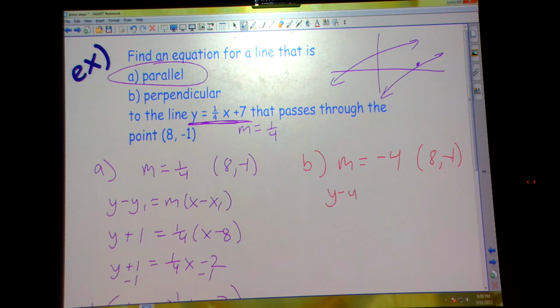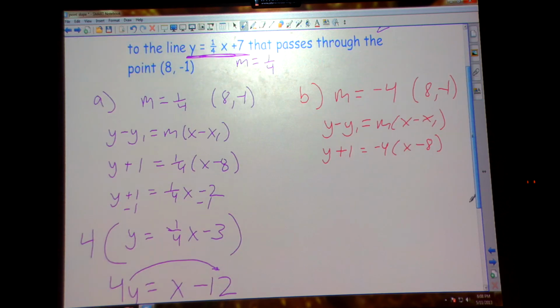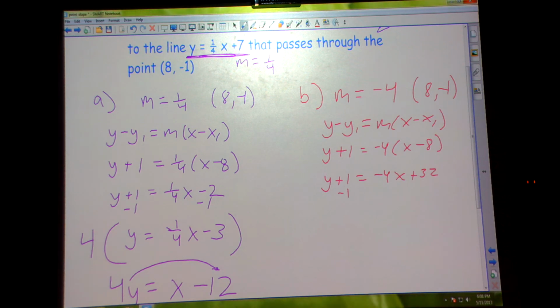So y minus y1 equals m times x minus x1. So I have y minus negative 1 equals negative 4 times x minus 8. Distribute: y plus 1 equals negative 4x plus 32. Let's subtract 1 from both sides. So I have y equals negative 4x plus 31.